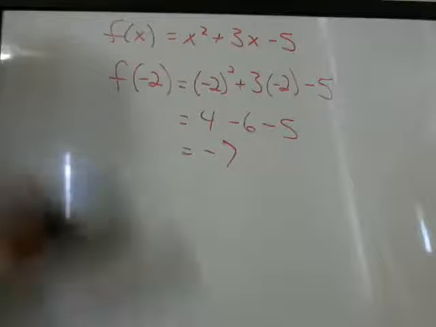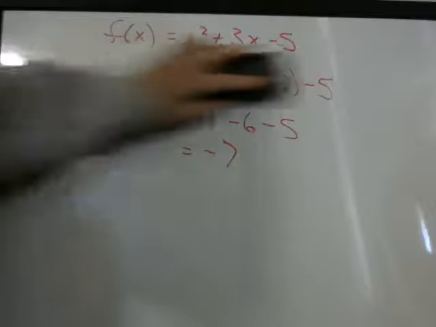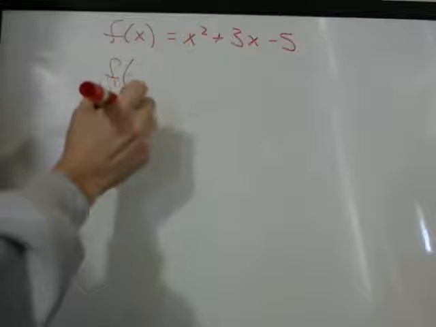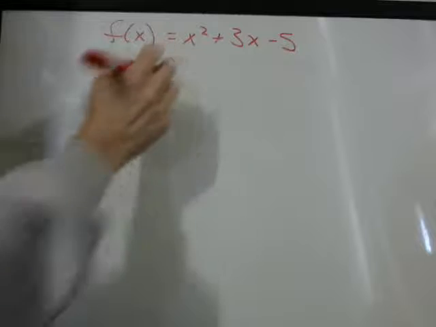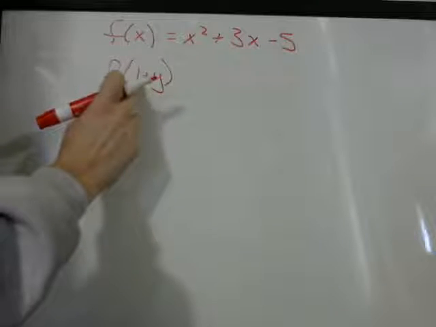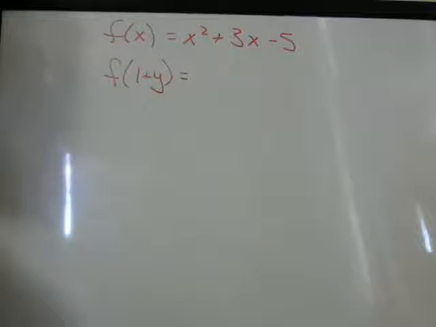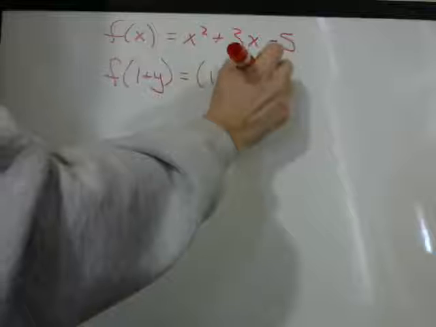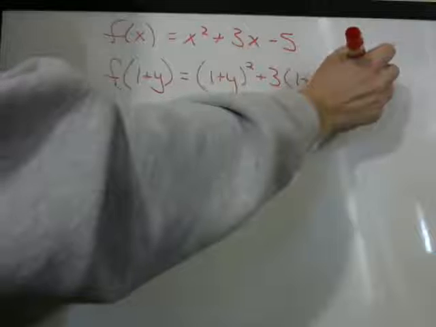Let me do one more thing. This is really the kind of questions you're most likely to get. But just to show you, if you had f of, let's just say 1 plus y, you would replace every x with 1 plus y. So it's the same process. Just because this is more complicated, you still do the same thing. So it would be 1 plus y squared plus 3 times 1 plus y minus 5.